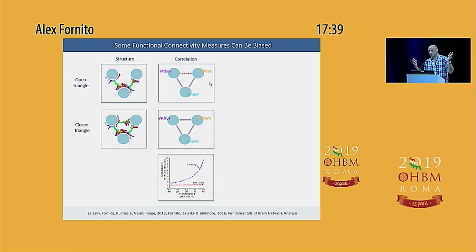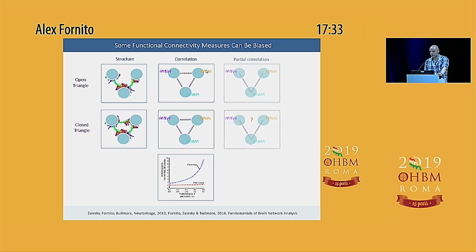So you might say, okay, well, I'll just use partial correlation and that'll give me the direct interactions between every pair of nodes. But it's a little bit more complicated. In the case of the open triangle, you'll probably get something that corresponds with anatomy. But in the case of a closed triangle, it's a little bit harder and kind of depends on the dimensionality of the data. And so what we've actually found using the same sort of random number experiment is that these networks tend to be less clustered than they should be. So there's a bias operating in the other way.